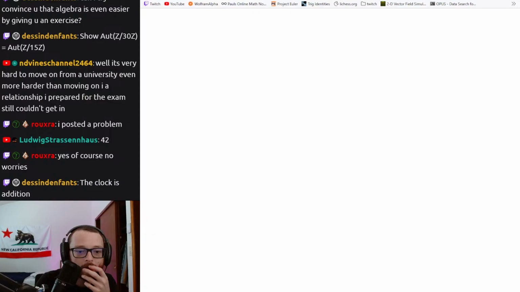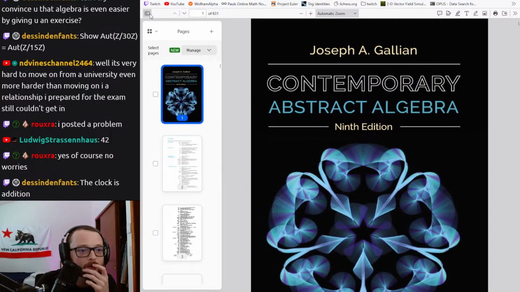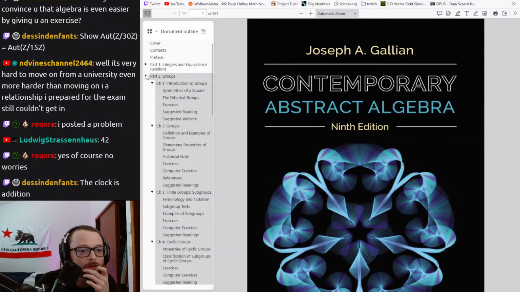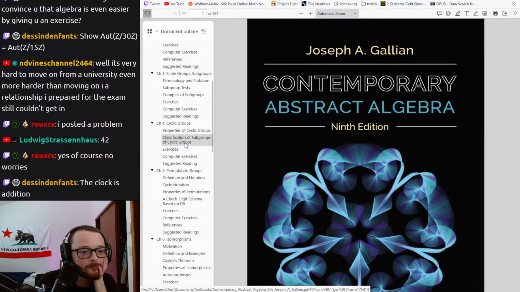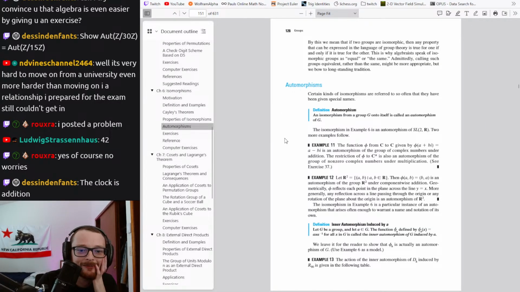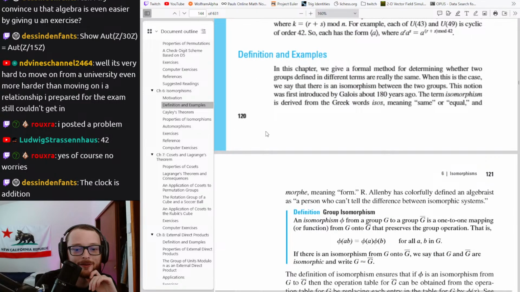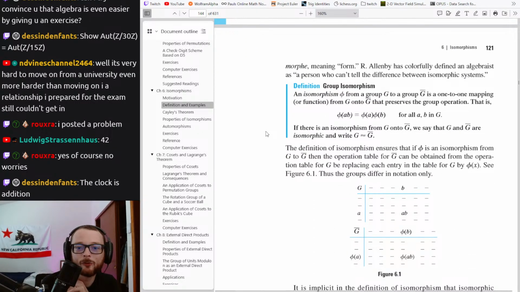Once again, I'm pulling this up. What is an automorphism is my first question. Okay, we need to know what an isomorphism is first. An isomorphism phi from a group G to a group G bar is a one-to-one mapping or function from G onto G bar that preserves the group operation. That is, phi of AB is equal to phi of A, phi of B for all A, B in G.